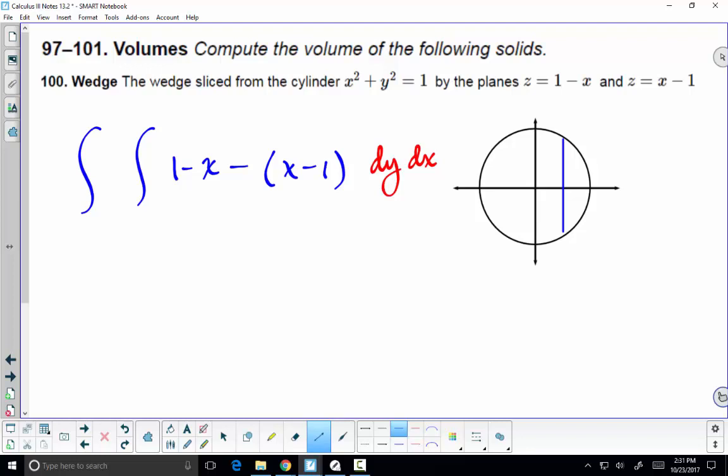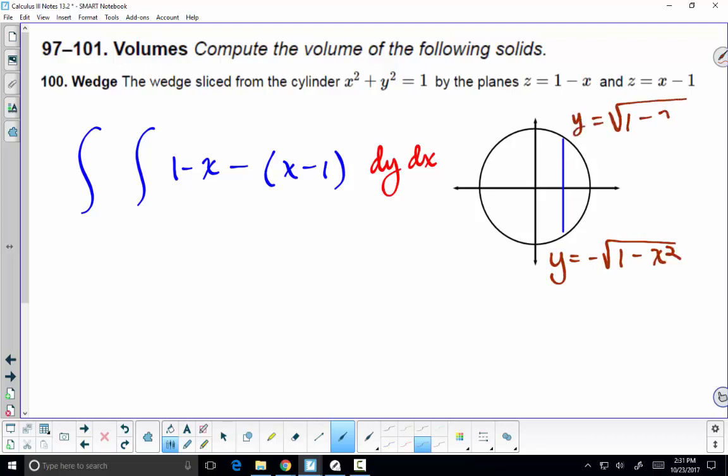Right? Square roots. Okay, now let's put them in equation form here. So this lower one would be y equals minus the square root of 1 minus x squared. And this one would be y equals positive square root of 1 minus x squared. So those are the inner limits. The negative square root to the positive square root. And then how about the x limits, from where to where? Minus 1 to 1, all the way across.